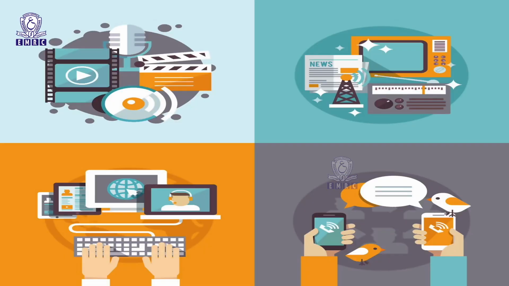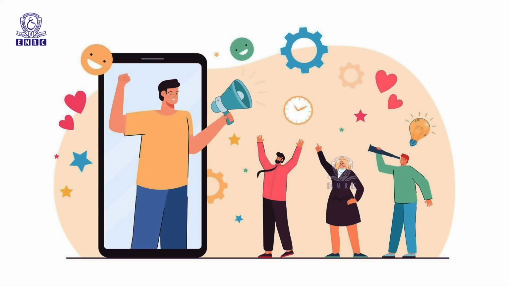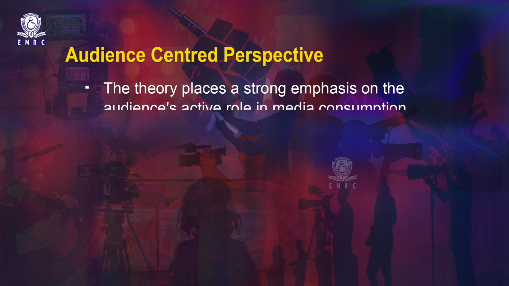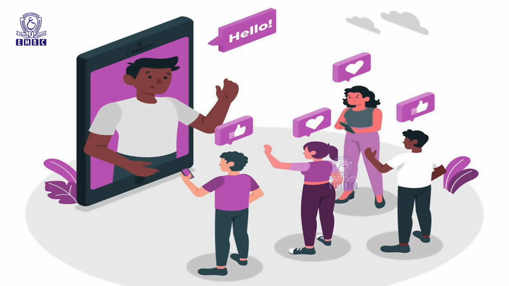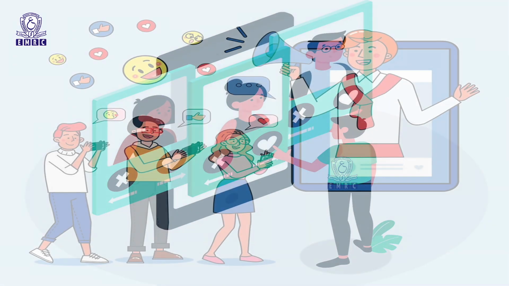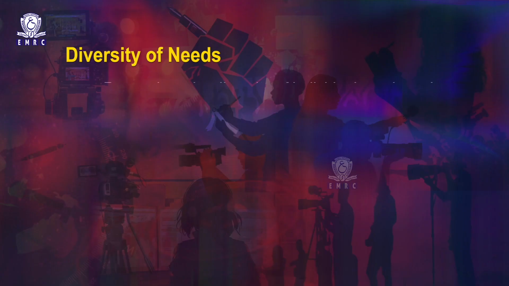The uses and gratification theory offers several advantages and insights for understanding media consumption and audience behavior. Let's understand in detail. Audience-centered perspective. The theory places a strong emphasis on the audience's active role in media consumption. It acknowledges that individuals are not passive recipients but actively choose and use media based on their needs and preferences.